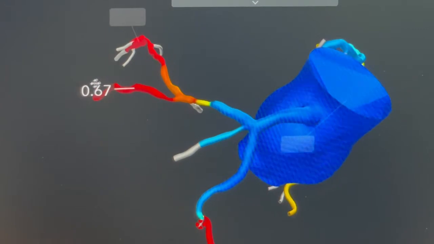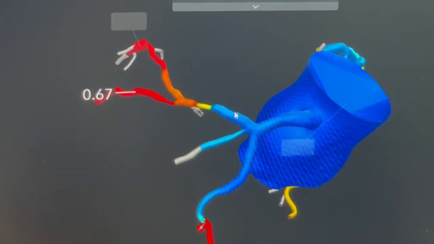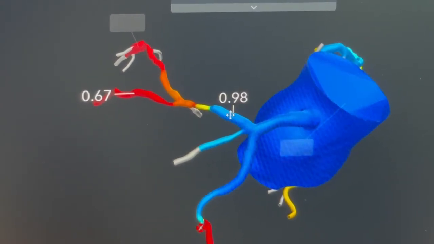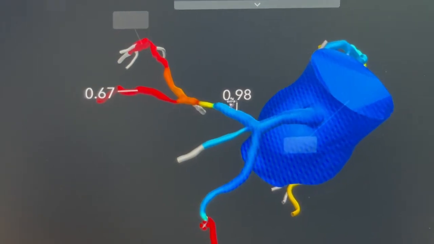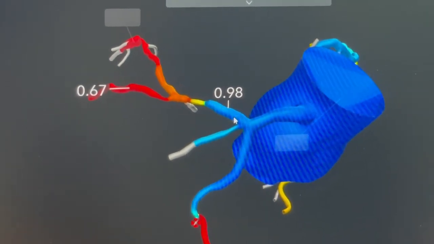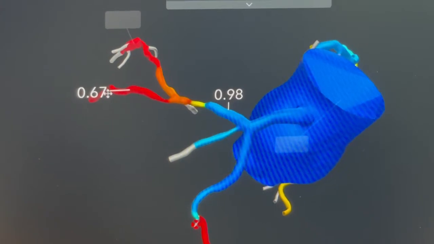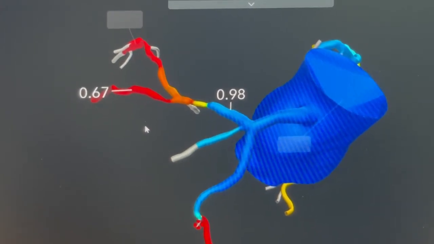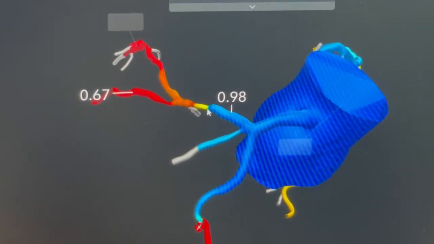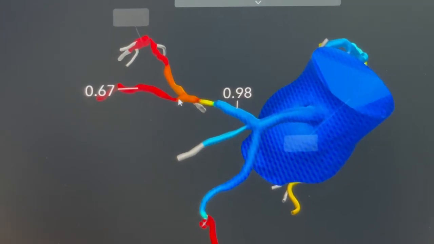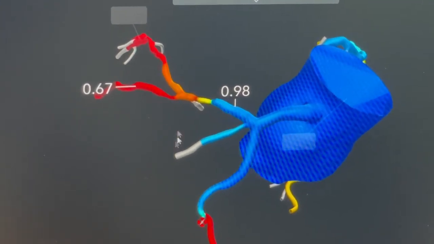blood flow. So you see this number 0.67 here, and if we compare that to blood flow upstream from the narrowings, blood flow is about 98% of normal here and 67% of normal here, indicating that this narrowing that extends into this branch is significant.